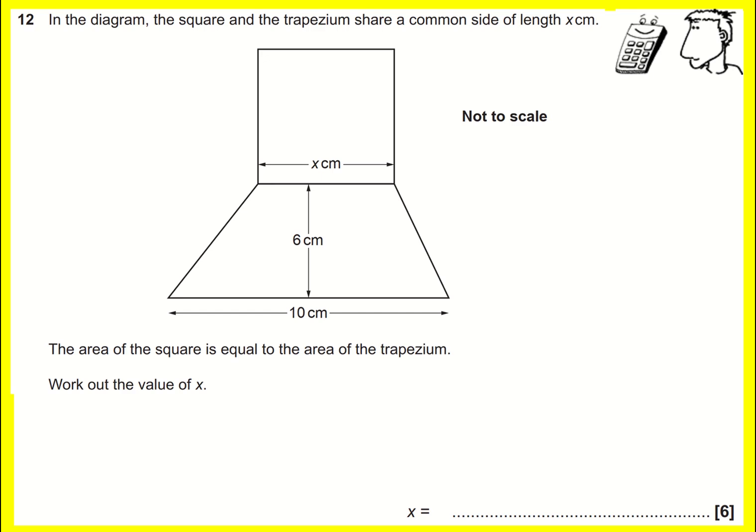This is a tough question for question 12 of a paper, and you'll see why in a minute. So we've got the area of the square equal to the area of the trapezium. This one will have an area of x squared.